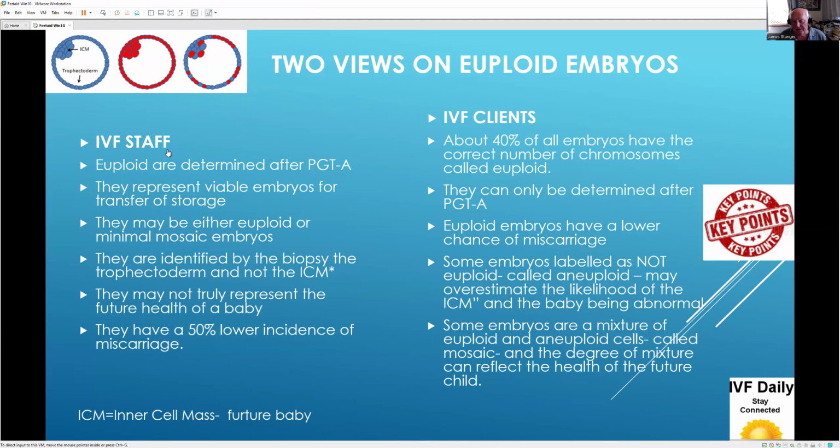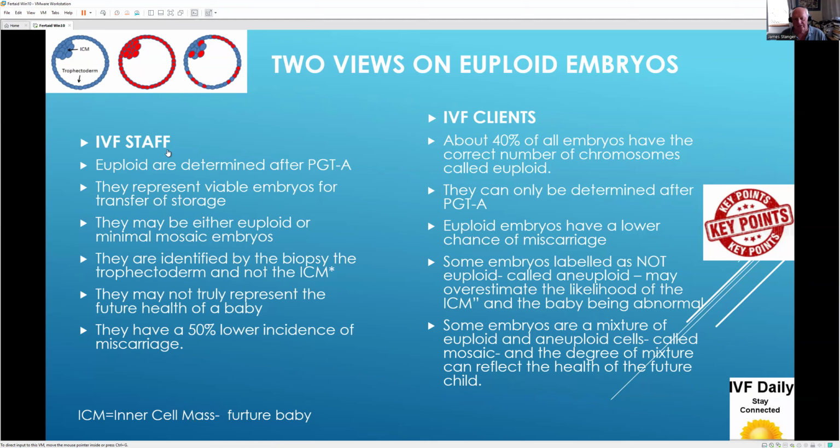If you're an IVF client attending an IVF centre, the key thing to know about euploid embryos is that about 40% of all embryos that clinics make have the correct number of chromosomes. These are called euploid. They can only be determined after biopsying of the embryo, called PGT-A. It's important that euploid embryos, which are normal, have a lower chance of miscarriage. However, some embryos labelled as not euploid, called aneuploid, may also overestimate the likelihood of some inner cell mass being normal and the baby being abnormal.